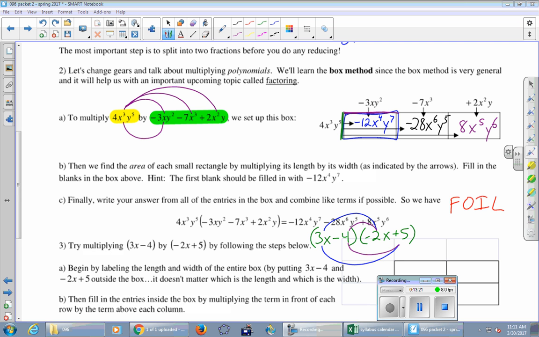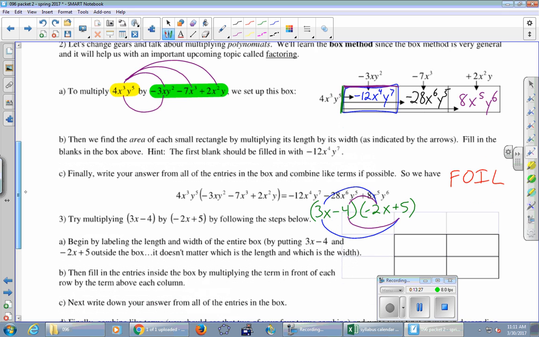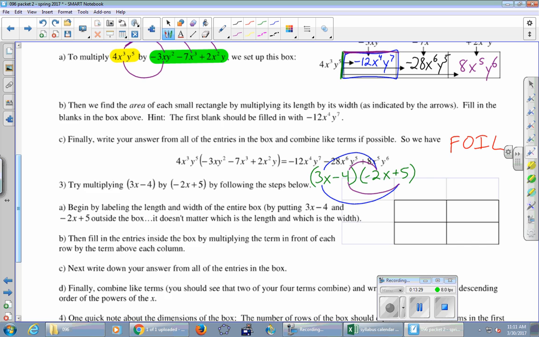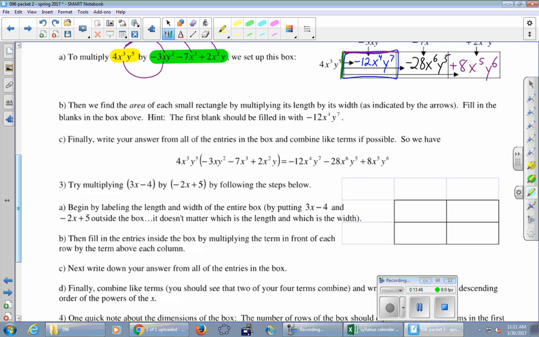Is that okay? Okay. So the final answer here, once you've got everything in the box, is to just write all that stuff out, but with additions and subtractions. I'm going to put a little plus sign in front of that 8, just to remind me that it is a positive 8. The other two guys were a negative, right? And so then our final answer is you just copy the stuff in the box. Negative 12x to the 4y to the 7, minus 28x to the 6y to the 5th, plus 8x to the 5th, y to the 6th. That is the answer for multiplying, for distributing the original problem.